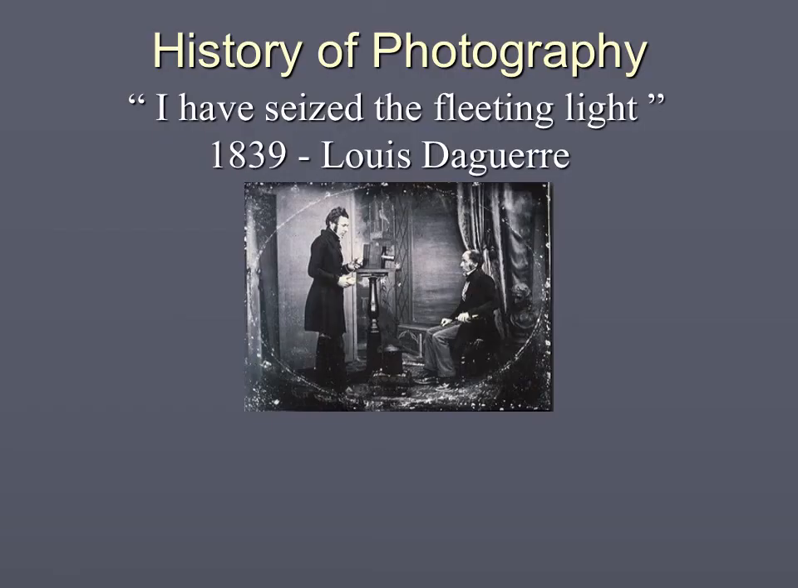I have seized the fleeting light. 1839, Louis Daguerre. Here's a daguerreotype photographer pointing at his subject. This is outdoors. The backdrop and the light are set up to make it look like it's indoors. It might be in a big glass structure to keep out wind and the like, but it could only be done on bright sunny days. So again, it cost a lot because there was only a short time that they could bill you for it. And those of you that know business would know what billing time means.